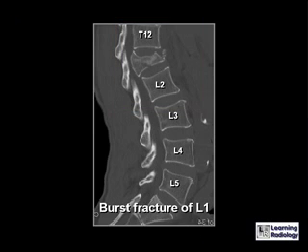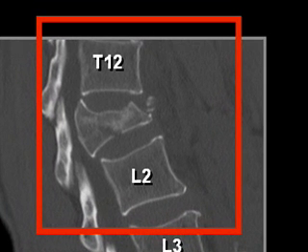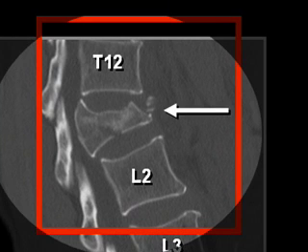And if you said T12, L1, or L2, you would be correct. In this individual who jumped from the top of a 12-foot ladder and landed on his feet, we can see that there is, in fact, a burst fracture of L1, in which the anterior aspect to which the white arrow is pointing is markedly diminished in height, and there is retropulsion of posterior fragments into the spinal canal.